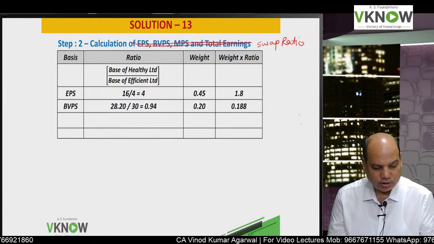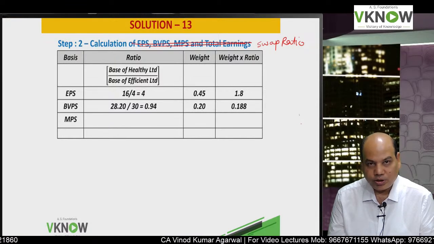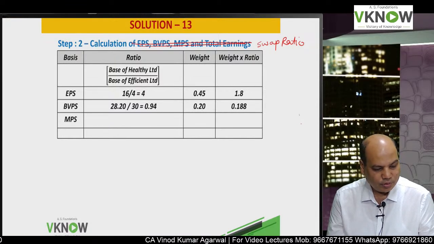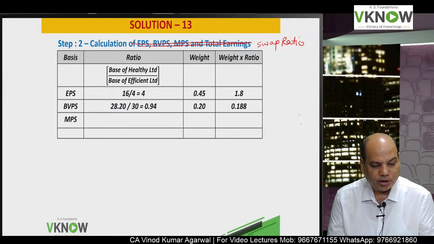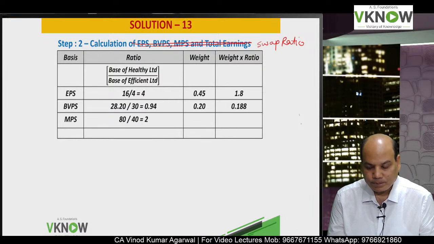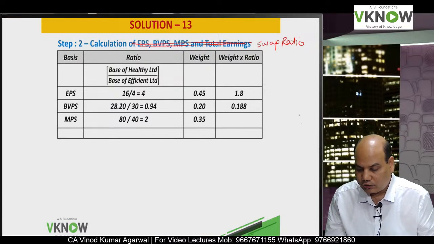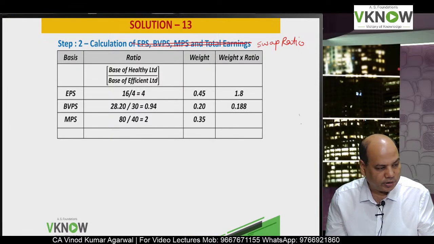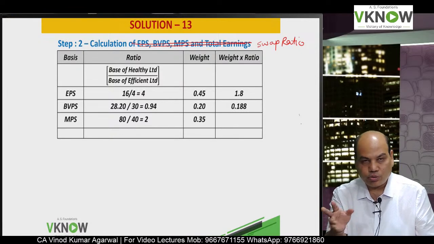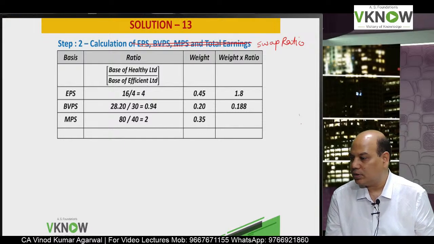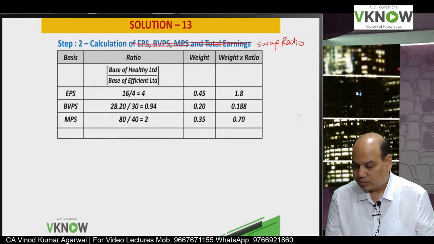What is the third basis? MPS. Look at your step 1, third line. MPS of Healthy is 80. Divide by MPS of Efficient, third line of step 1, 40. That is 2. Weightage is 0.35. Multiply 2 into 0.35. Yes, multiply. Come on. 0.70.